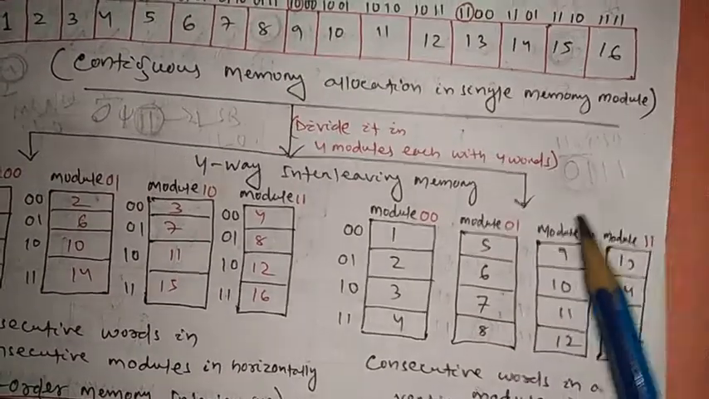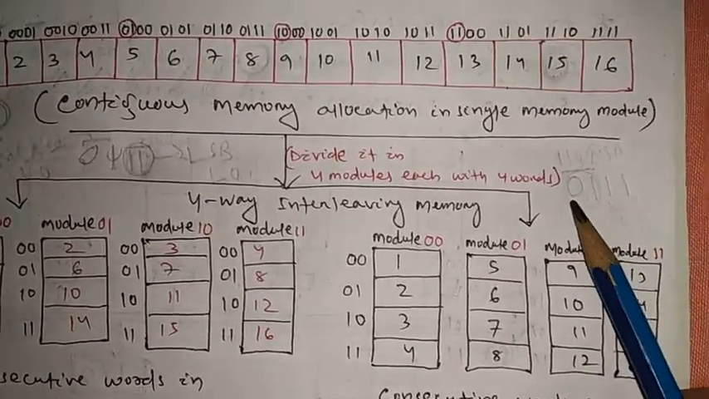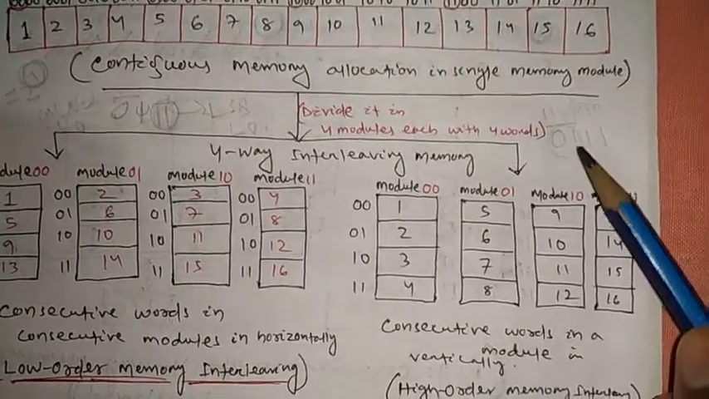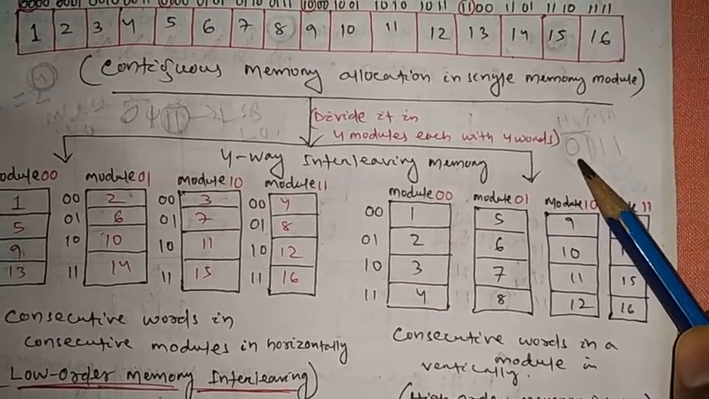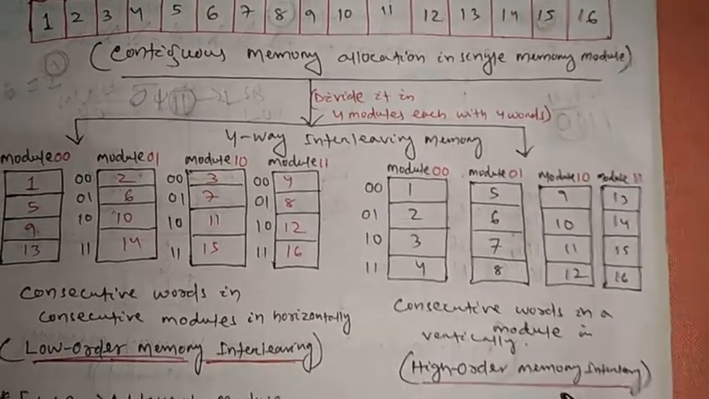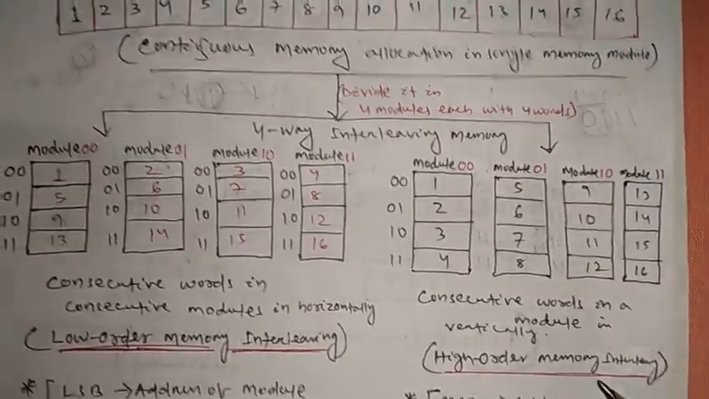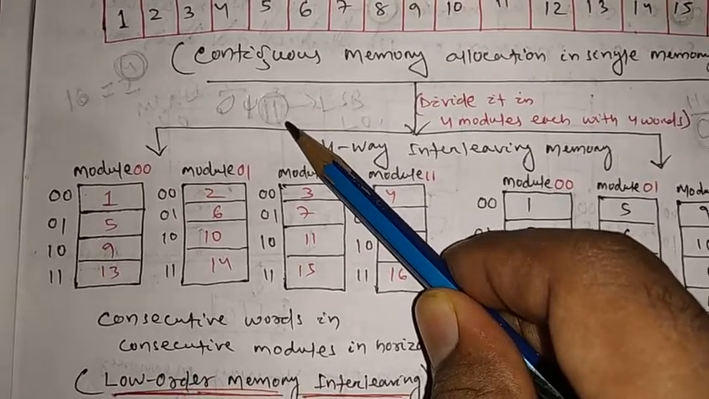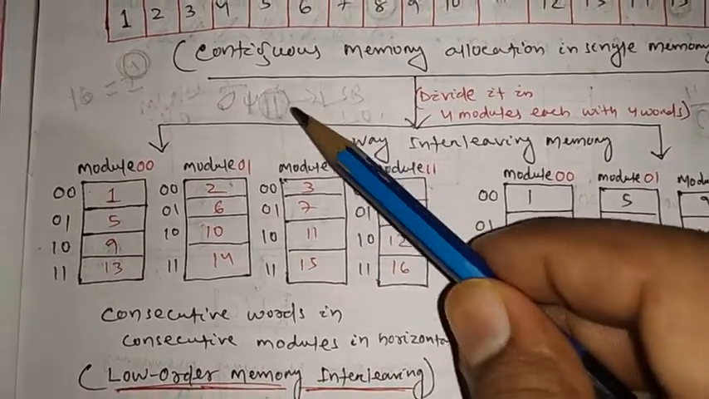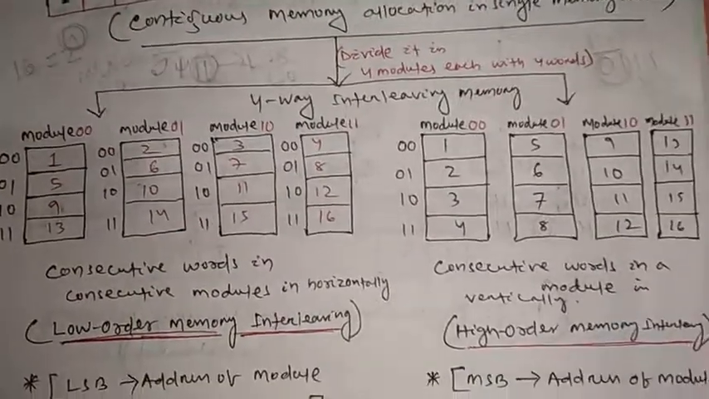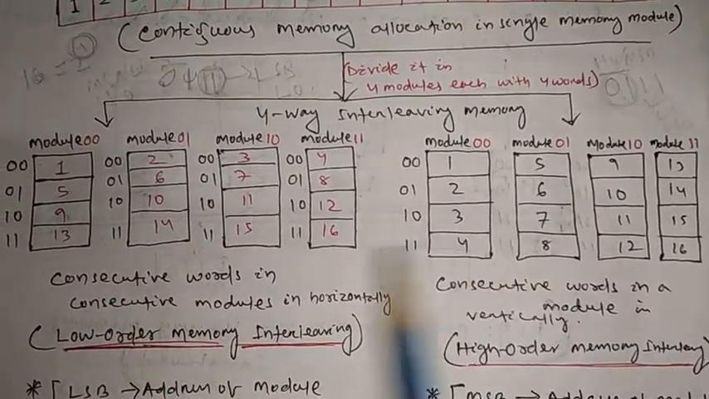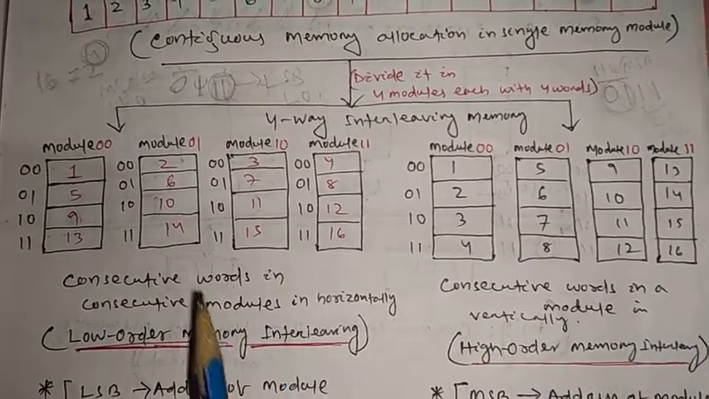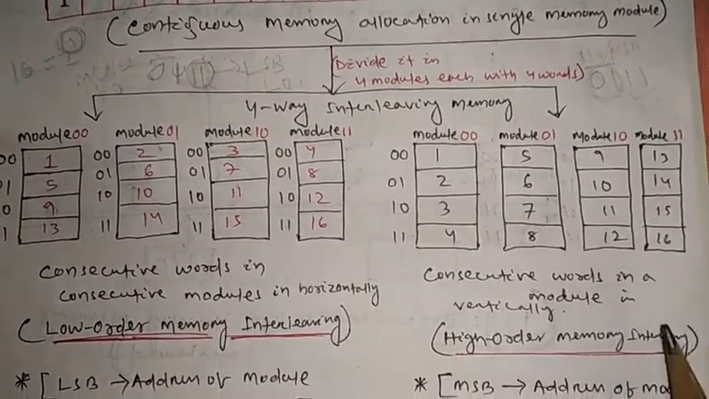Okay, so here we are using high order bits. That's why it is called what? High order memory interleaving. Here we are using most significant bits, or high order bits. That's why it is called high order memory interleaving. But here we are using low order bits to find the modules. That's why it is called low order memory interleaving. So this is the difference between the two memory representation techniques, or module dividing techniques. One is low order memory interleaving, another one is high order interleaving.